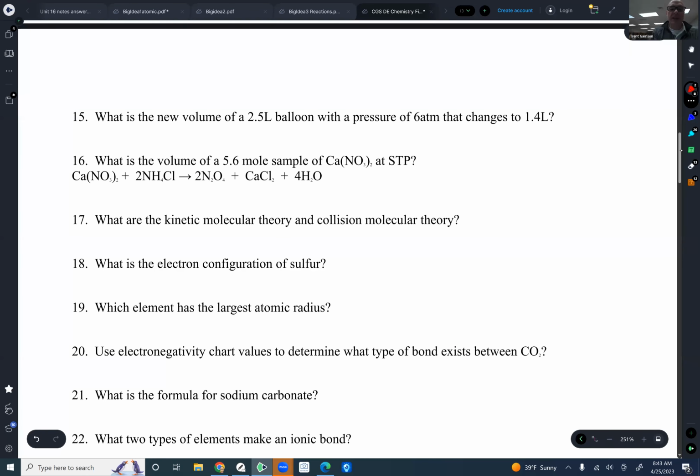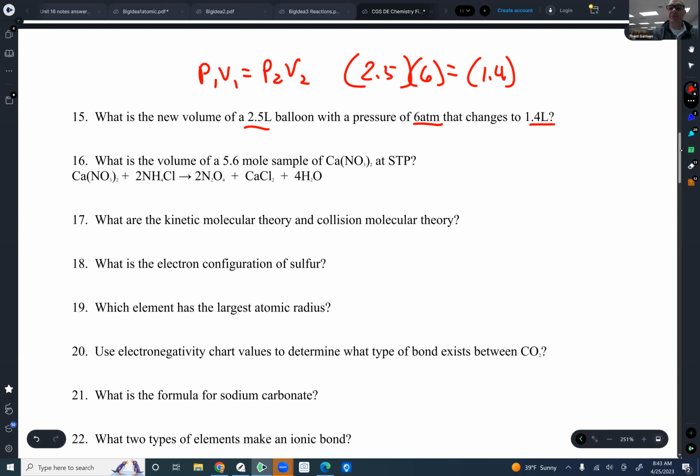Okay, so I've got a volume, I've got a pressure, and I've got a volume. That's a P1V1 problem. P1V1 equals P2V2. So I've got a balloon with 2.5 and a volume of 6. It changes to 1.4. What is my new pressure? It should say, what is my new volume? So 2.5 times 6 divided by 1.4 is 10.7.